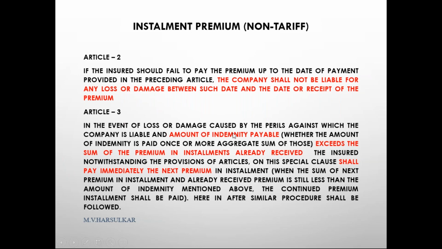Article 3. In the event of loss or damage caused by the perils against which the company is liable, and the amount of indemnity payable exceeds the sum of premium in installments received. Say there is a loss of 20 lakhs and it exceeds the sum of premium in installments already collected. The installment collected till the date of loss is say 15 lakhs. So the insured, notwithstanding the provisions of this article, that is the schedule given above, shall pay immediately the next premium.